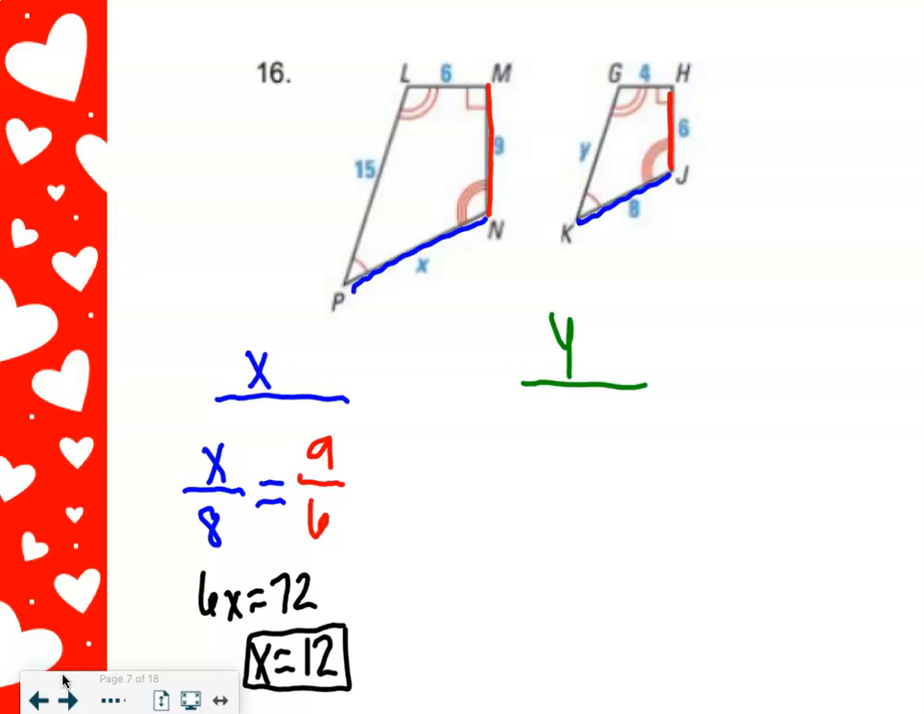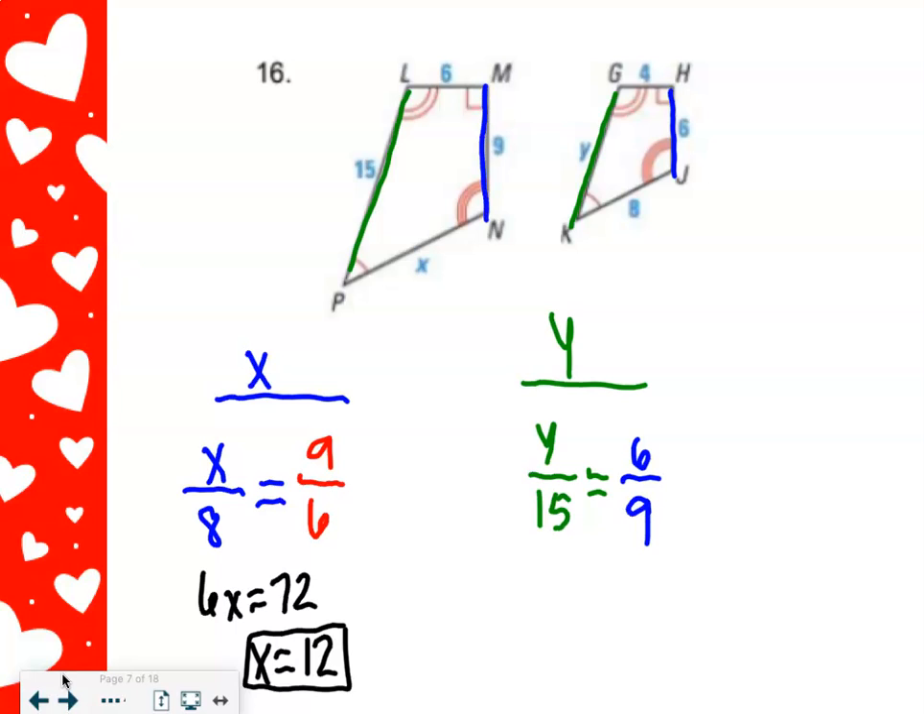Now for y, read C's quick. We'll look at y. Y corresponds to 15. Now I'm going to set that equal to, again, we had to pick two sides that we know the side lengths of, so I'm going to go 6 over 9, so those two sides match. Now from here, we cross multiply, so I'm going to get 9y is equal to 90, and then we're going to divide out, and we're going to get y is equal to 10.